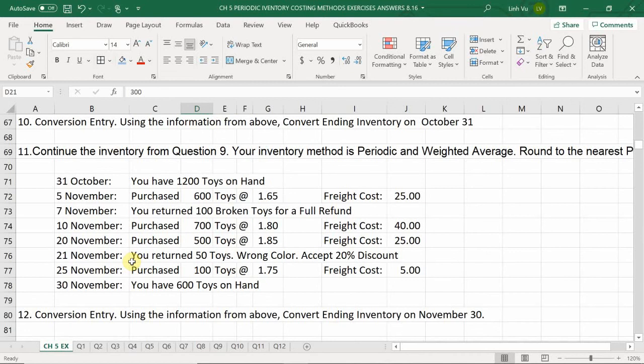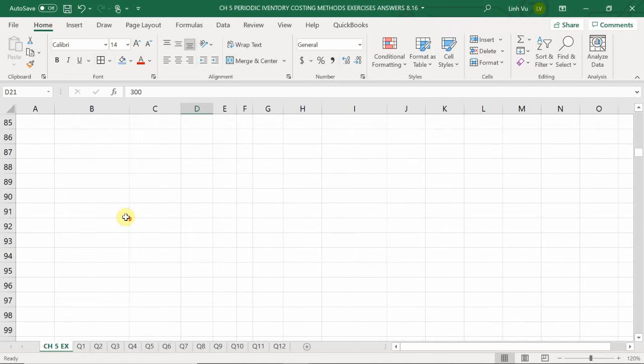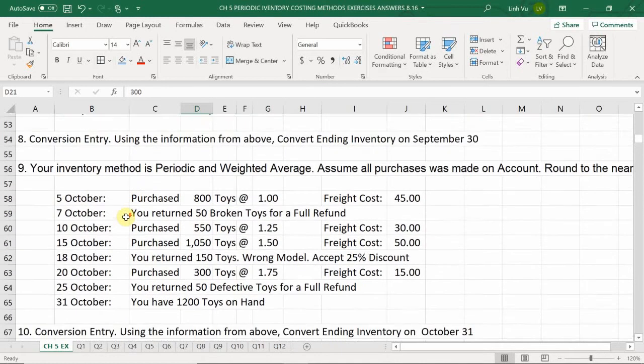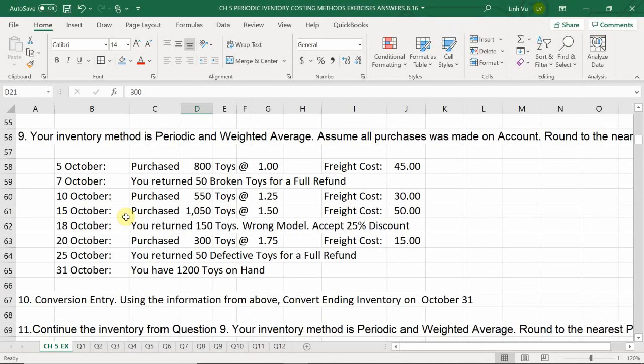So, question that was 8, right? So question number 9. Now once again, we're going to start a new inventory worksheet. Your inventory method is periodic and it's weighted average. Assume that all purchases were made on account and round to the nearest penny. We're starting over from scratch, not carrying over from the previous one. On October 5th, we purchased a total of 800 toys at $1 each, with a freight costing $45.